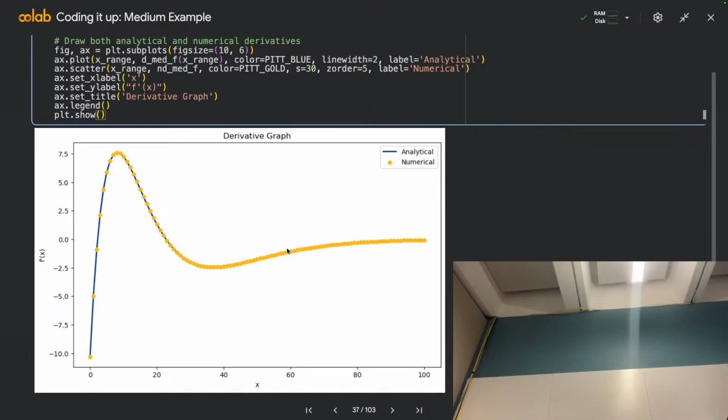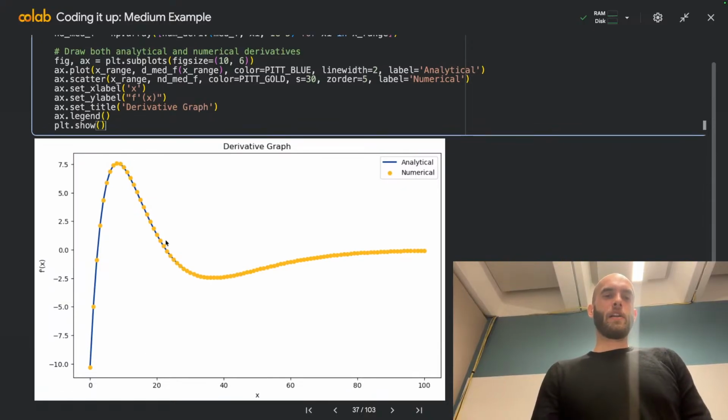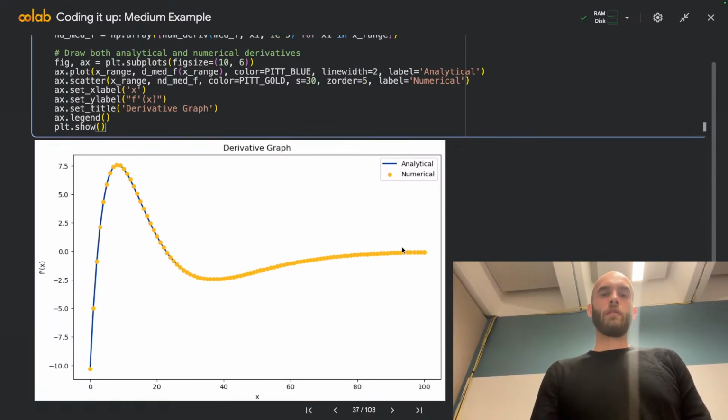And what you can see is the analytical derivative and the numerical derivative correspond very nicely. So as we go through, we can estimate our numerical derivative at a bunch of different points. It just takes a computer to run each one of these. And they correspond really pretty well nearly everywhere.